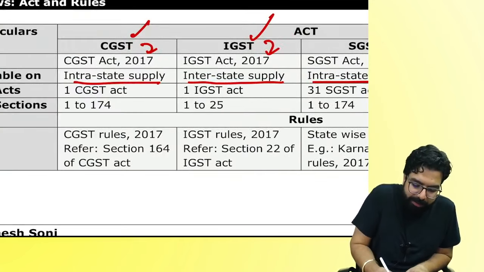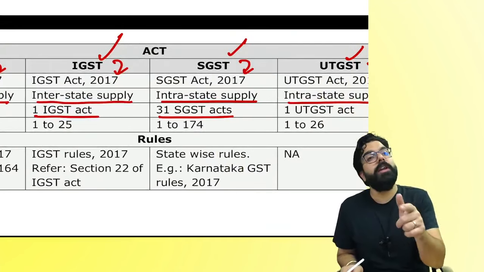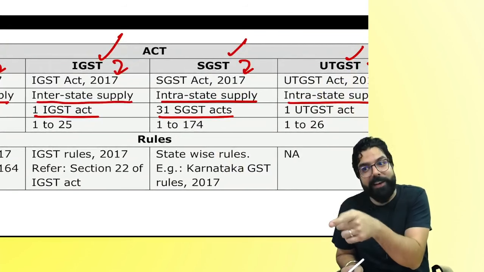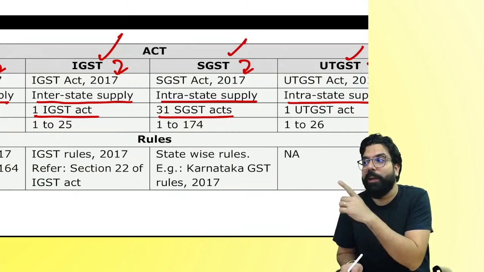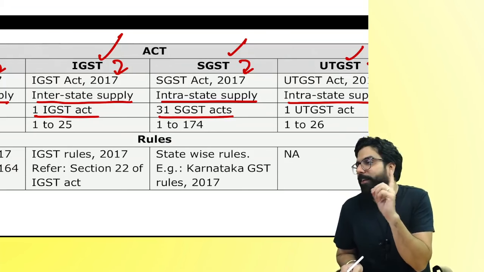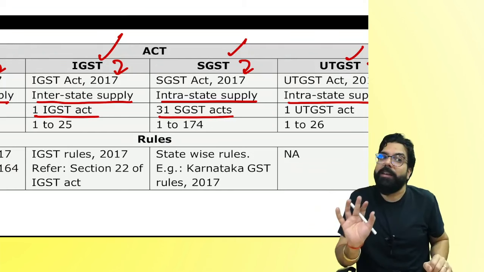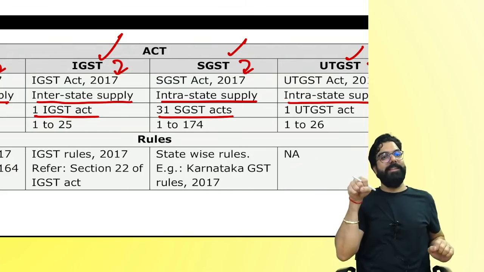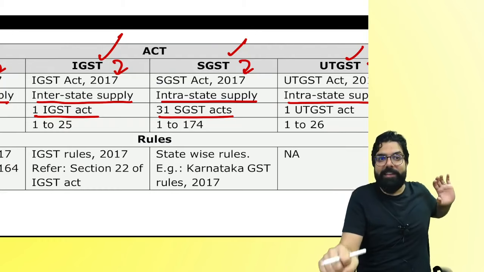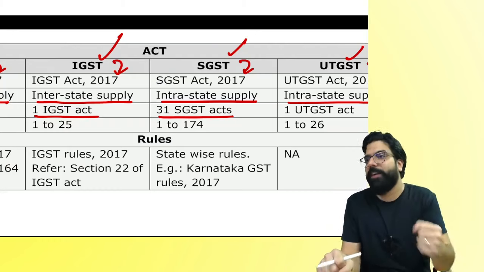Sir, how many CGST Acts we have? 1. How many IGST? 1. How many SGST? 31. Why 31? 31 states. That's why I told you to learn very carefully how many states are there. For each state, there is an SGST Act. Otherwise, that state government can't collect GST. To collect any tax, there has to be an act. To collect CGST, we have the CGST Act. To collect SGST, we should have the respective state's SGST Act.